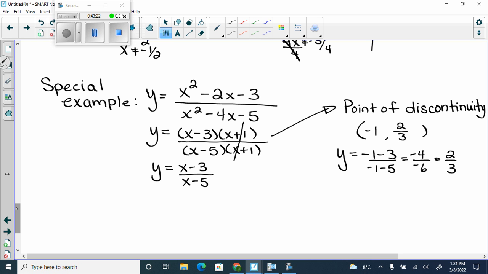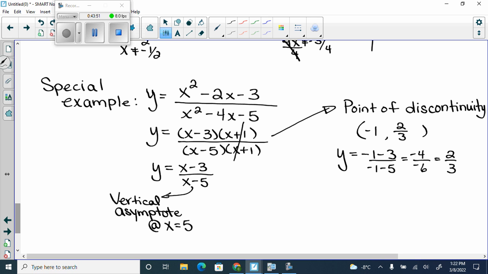So can I have a point of discontinuity and a vertical asymptote? Yes. If you have two factors in the denominator, one cancels off, it's a point of discontinuity, the other one doesn't, it's a vertical asymptote. So here I have a vertical asymptote at x equals what? 5, because 5 minus 5 is 0.